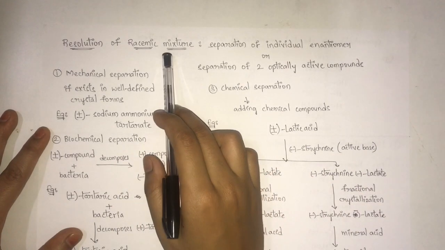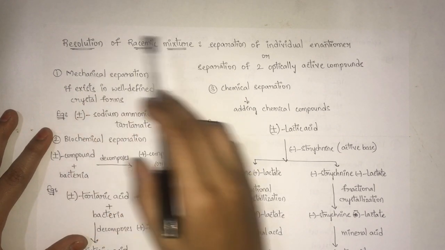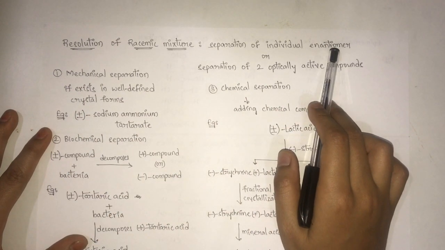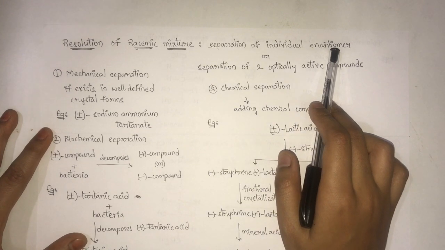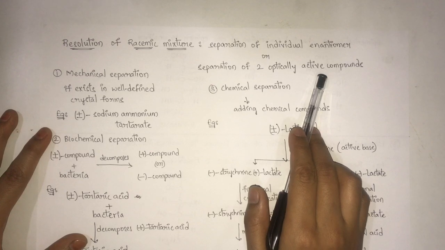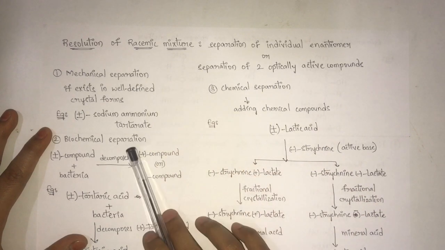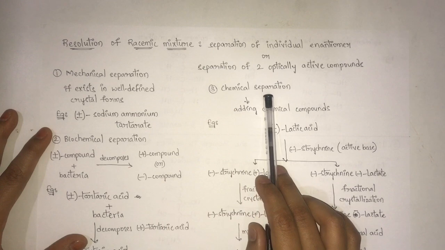Resolution of racemic mixture. Resolution means separation. So you are separating individual enantiomers or isomers, or in other words, separation of two optically active compounds from your racemic mixture. So this resolution can be done by 3 methods: mechanical separation, biochemical separation, and chemical separation.